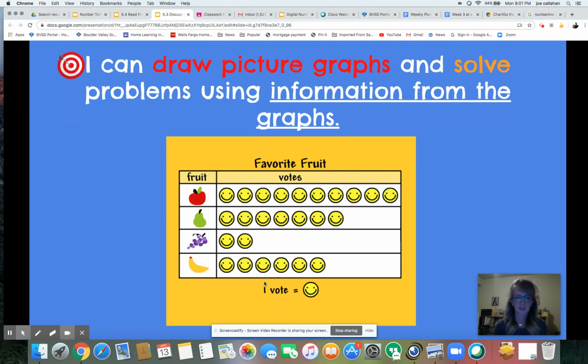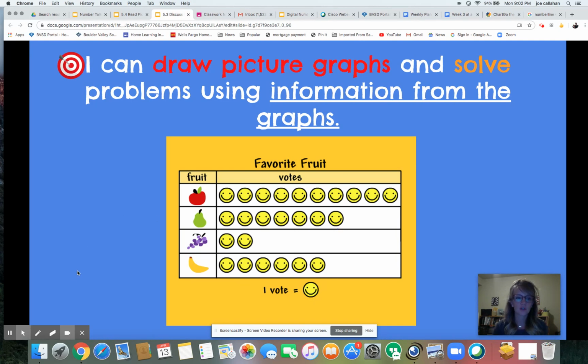How many kids like bananas? That's right, 6 kids like bananas. How many kids like bananas and grapes? 6 banana kids, 2 grape kids. That's right, 8 kids like bananas and grapes.